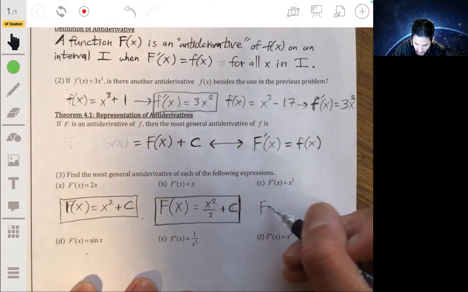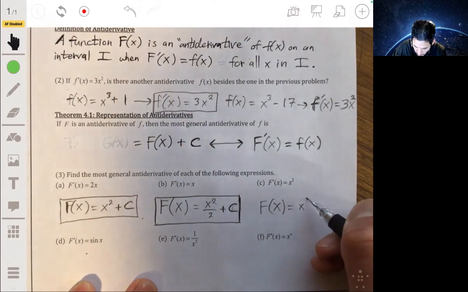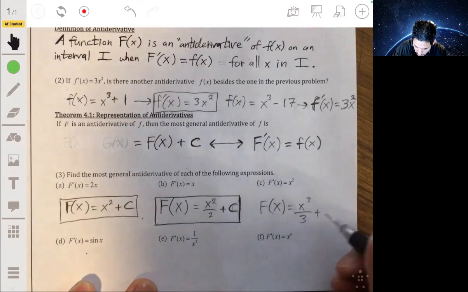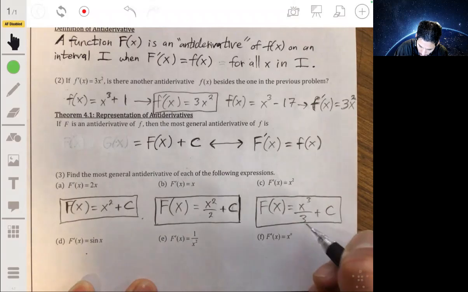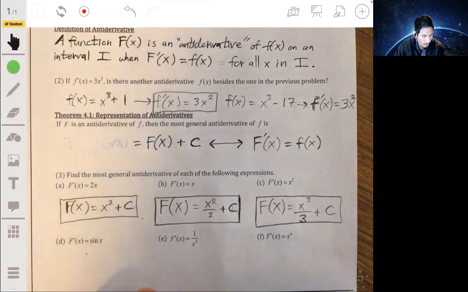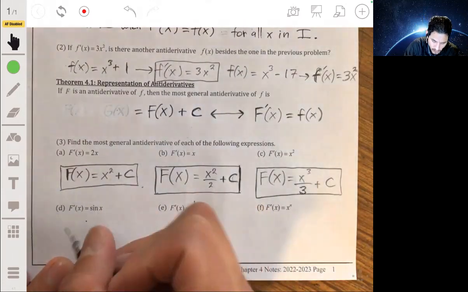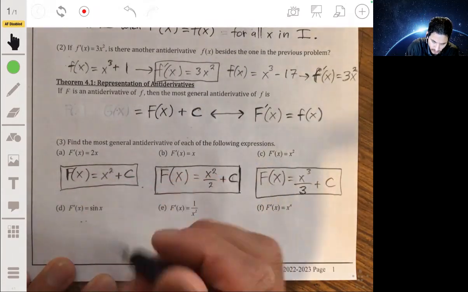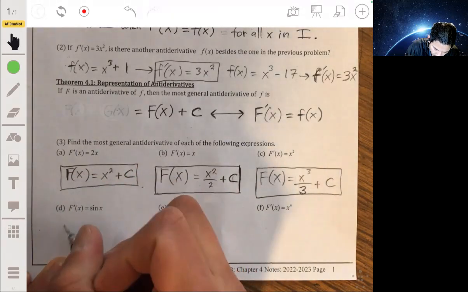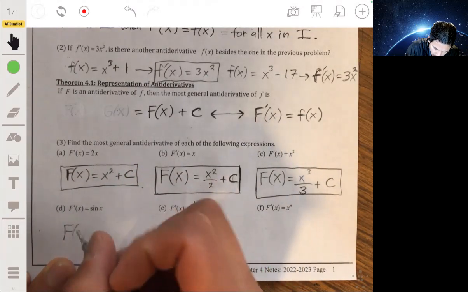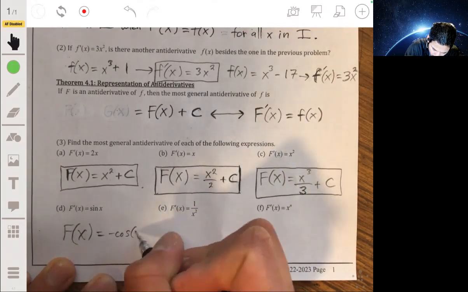And for C, the most general antiderivative would be X cubed over 3 plus C. And here, if the derivative is sine of X, then the most general antiderivative would be equal to the negative cosine of X plus C.